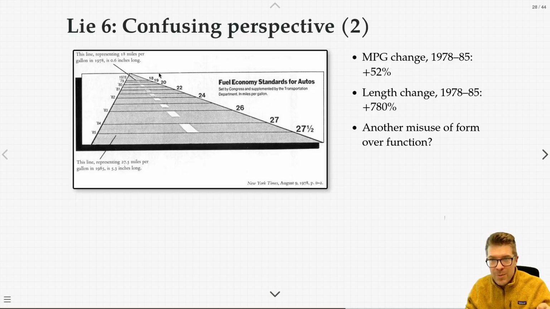Now, the actual miles per gallon change from 18 to 27 and a half is an increase of about 52%. But the length change from 1978 to 1985 is an increase of almost 8 times, right? You can measure this yourself if you want. I can't remember how I computed this, but the difference between 18 and 27.5 is obviously not multiples of 18 all the way across, but it appears that way visually. Like, look how well we're doing in 1985 compared to 1978. But in reality, the differences are much smaller than what is conveyed here. Okay, so the perspective is confusing. Everything's been stretched out of whack. This is another lie.